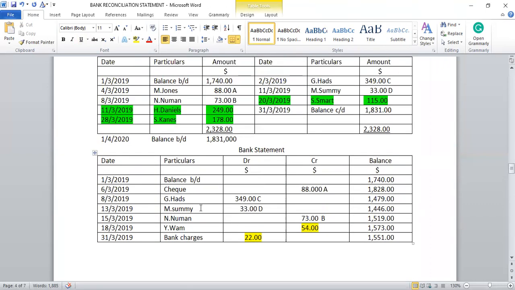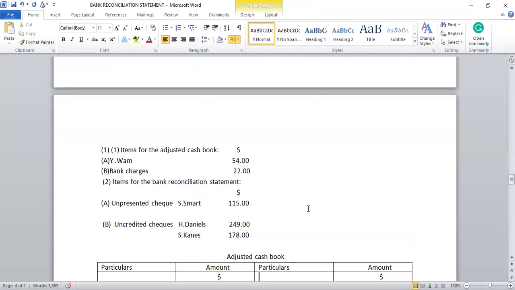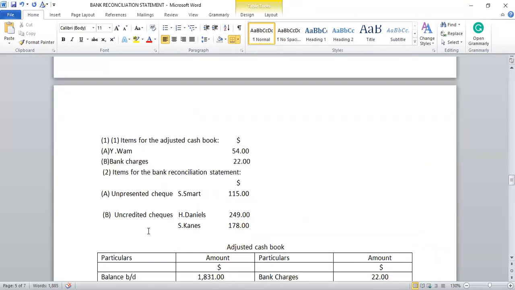Okay. Now we come here. What we have debited is supposed to be credited in the bank, but it has not been credited. So it's an uncredited check. There are two: 11-3-2019, A-Daniel, $249, and 28-3-2019, S-Gate, $178. They are all uncredited, so they are also going toward the bank reconciliation statement. So we have three items: the unpresented check and the uncredited checks, A-Daniel $249 and S-Gate $178. They are all going toward the bank reconciliation statement.